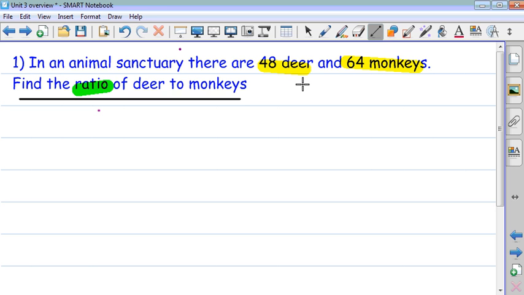If you guys notice, I also highlighted or circled the labels. So it's not just 48, but 48 deer. And it's not just 64, it's 64 monkeys. We also underlined the question, which is find the ratio of deer to monkeys. The last thing that we need to do is box in any math verbs or action words. The word that you have to box in here is ratio.